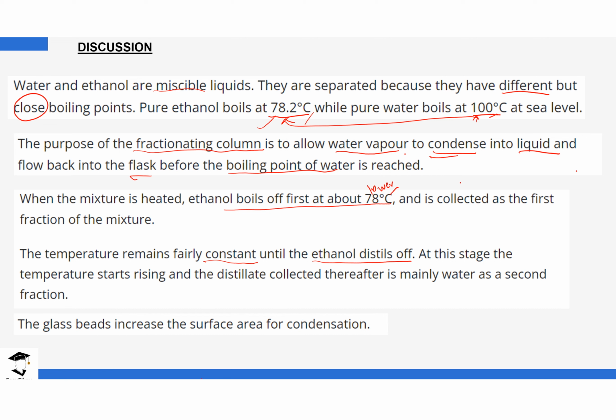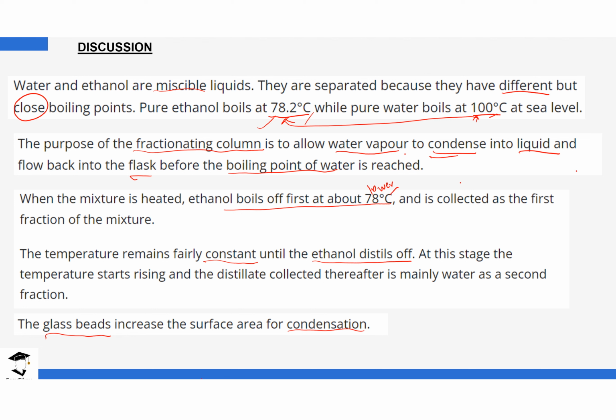Then another apparatus we noticed was the glass beads that were in the fractionating column. These glass beads actually help in increasing the surface area for condensation. You see that the water is condensing and going back to the flask. What helps in this faster condensation is the glass beads inside the fractionating column.